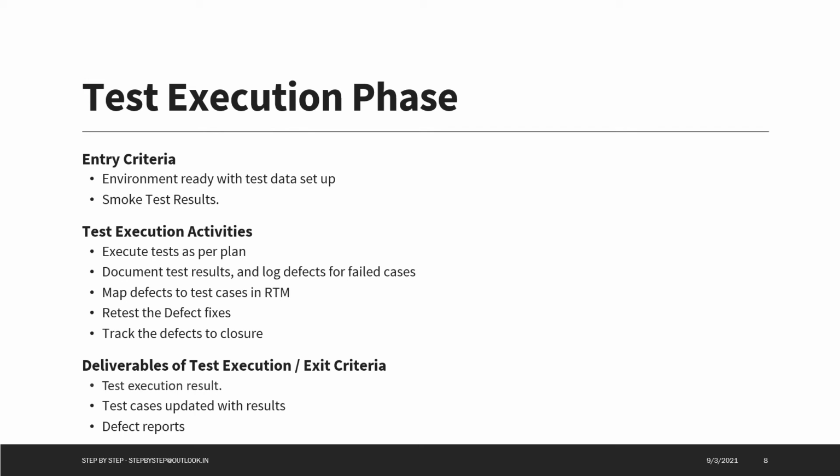Retest the defect fixes. If any developer provides you the fix for the bug, you need to retest that and track the defects to closure. So you need to track all the defects so that those will be well tested and closed. So what will be the deliverables of this test execution phase, and what will be the exit criteria? Test execution results. Test cases updated with results. Each test case should be updated for the run with the results, or with screenshots captured if required as well. And the defect report. So what defects were discovered during the testing, and what are their statuses? Mostly the defects should be closed actually.